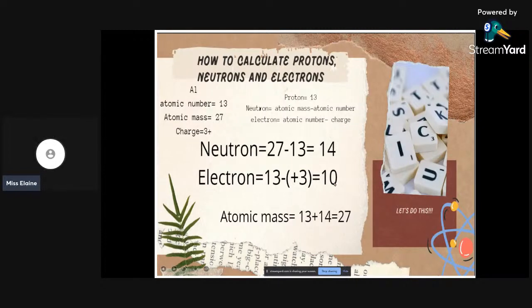So, electron is 10. Again, to get the atomic mass, what is the protons? 13. How about the neutrons? 14. So, 13 plus 14 is 27. That's why the atomic mass of this aluminum is 27. Okay? Is that clear? Madali lang naman siyang malaman how to calculate protons, neutrons, and electrons para mas maintindihan natin kung paano ba nakukuha si atomic mass. Next week, magpo-focus tayo sa atomic mass unit.